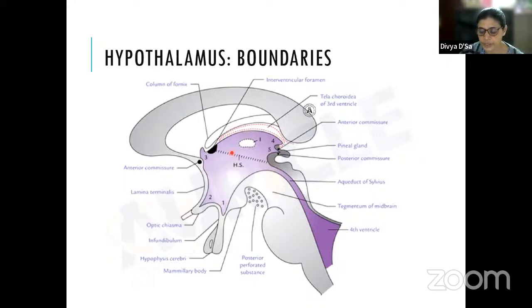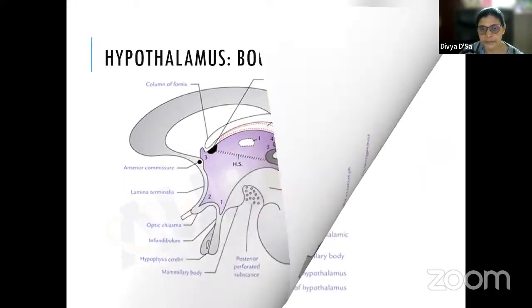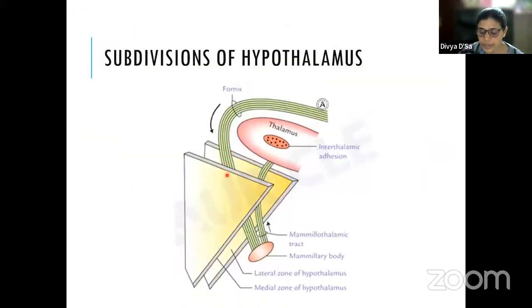Next is subdivisions. The hypothalamus is divided into two lateral halves by the cavity of the third ventricle and an imaginary plane. Here, the anterior column of the fornix traverses the hypothalamus and reaches the mammillary body. This serves as a point of reference for a parasagittal plane that divides the hypothalamus into a medial zone and a lateral zone.